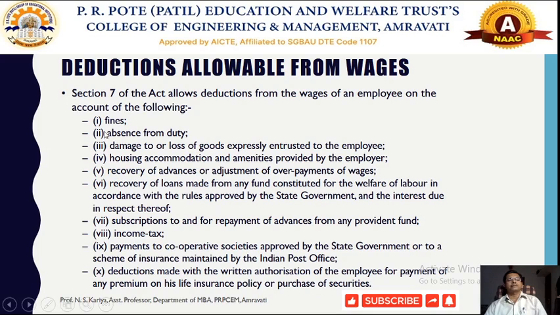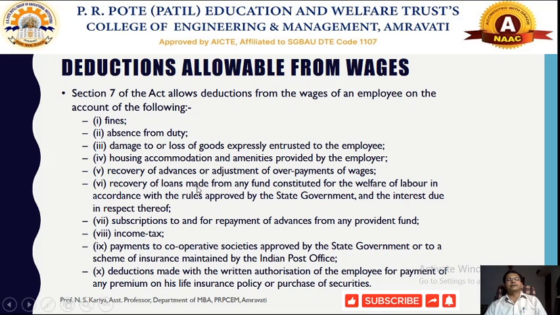Fines taken by the employer on account of some particular form of misconduct, or loss or damages happening in the factory. Absence from duty, that is, leave of absence where the employee has not applied. Damages to or loss of goods expressly entrusted to the employee, any form of damages. Housing accommodation and amenities provided by the employer, say for example HRA. Recovery of advances or adjustment of overpayment of wages. If the employer has made any overpayment of wages to the employee, in that case one can make a recovery.